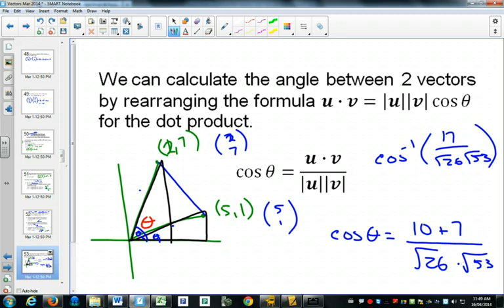No, because the dot product will, 2 times 5 gives you 10. And then 1 times 7 gives you 7. And the dot product, you'll always add them up.